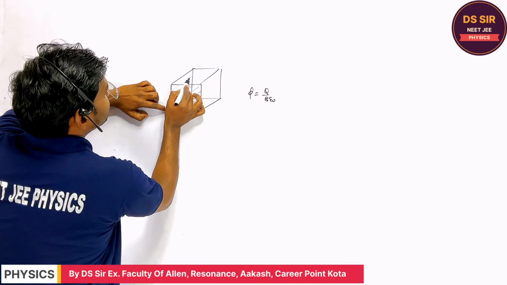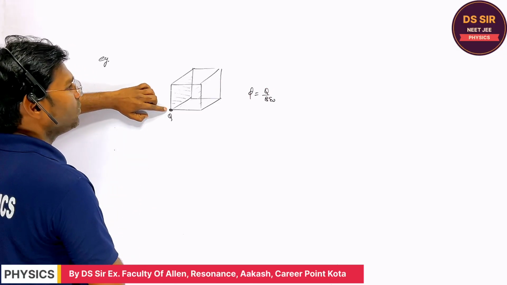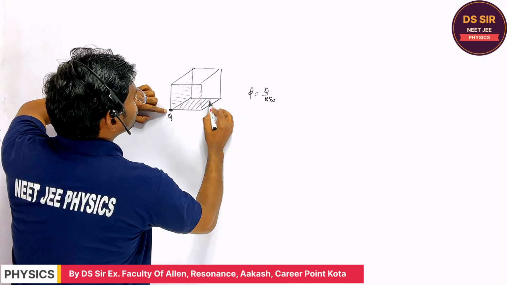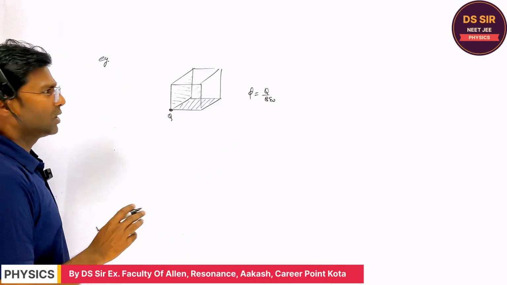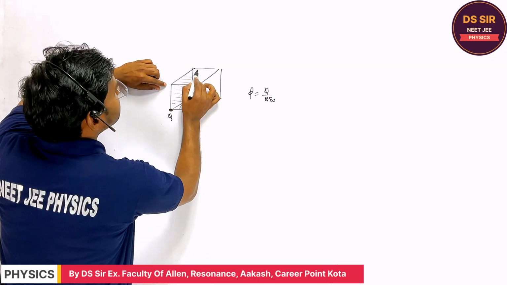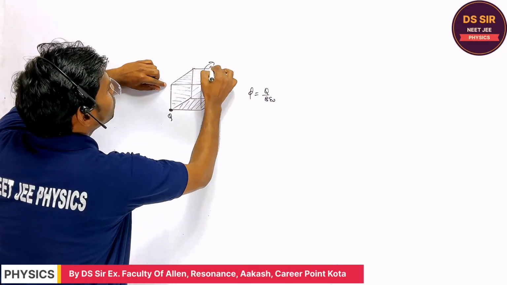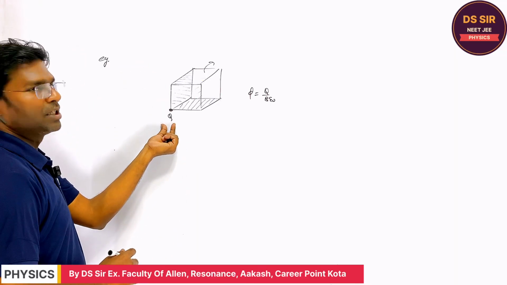The another face is this. This is the another face. So this is the one more face which touched the charge. And this is the face. So this face is also touching this charge, all right? But if you consider this is the above face, the top face, this top face does not touch this charge. Is it clear or not?